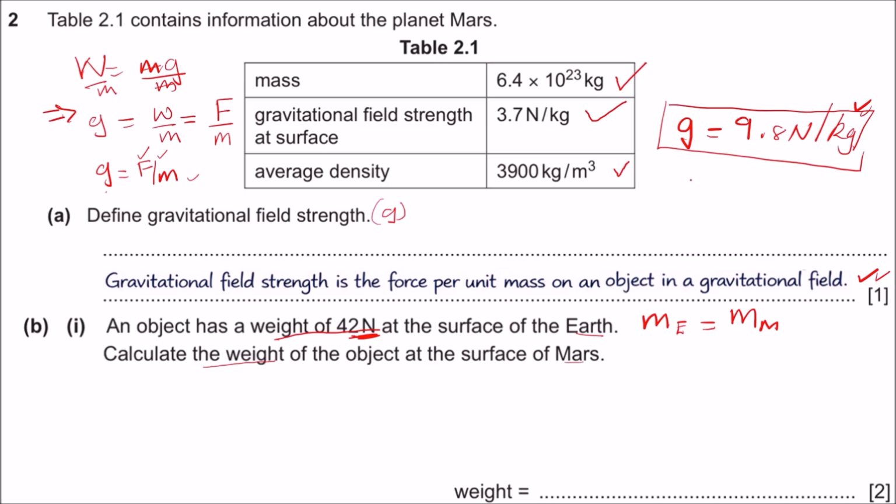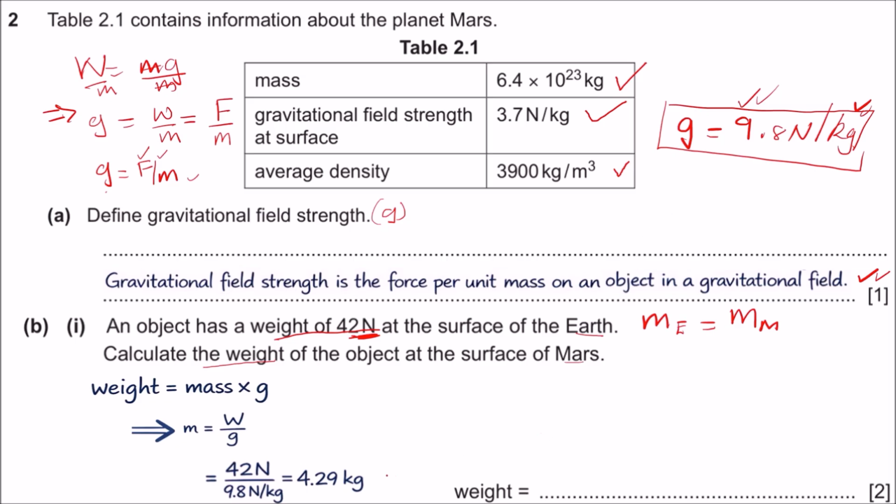So let's use the equation for weight, mass, and gravity to find the mass of the object on Earth. We know that weight is mass times gravity. Then we change the subject because we're looking for mass. By changing the subject, we have mass is equal to weight divided by gravity. The next thing is substitution. We know that the weight is 42 and gravity is 9.8. We do substitution for us to find the mass of the object to be 4.29.